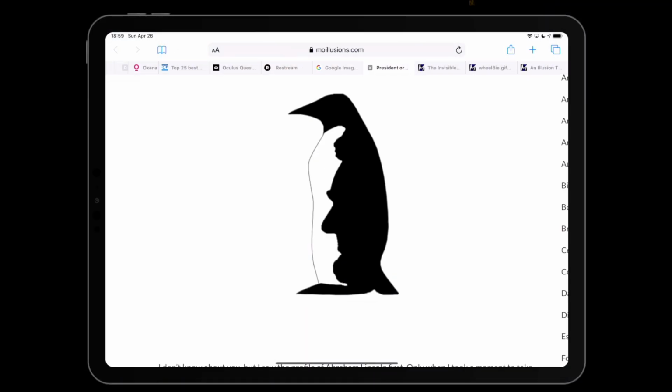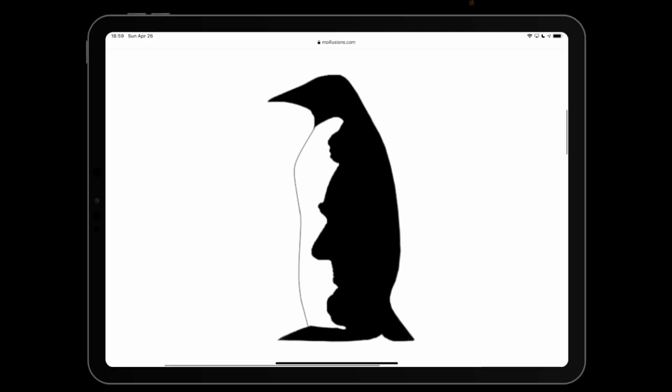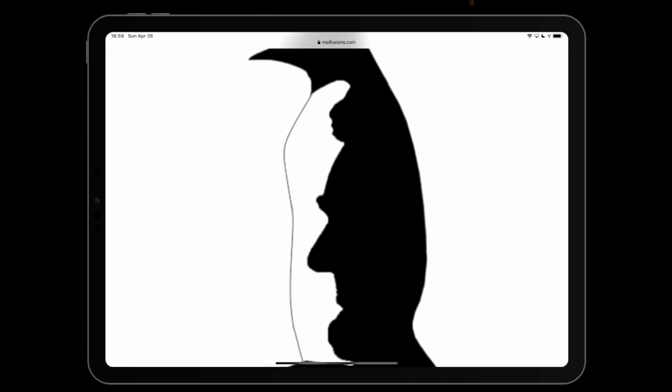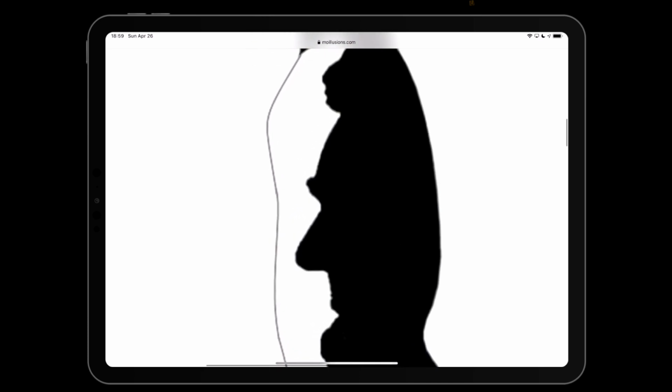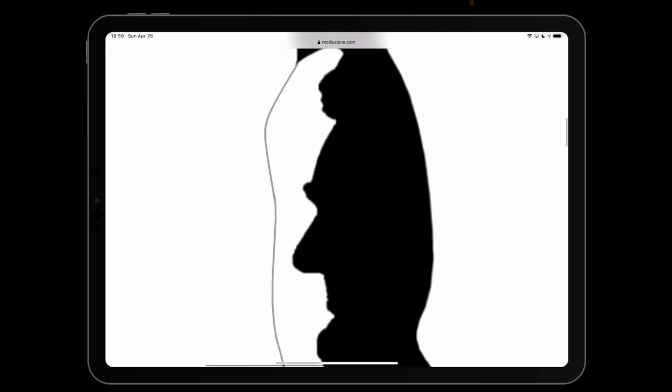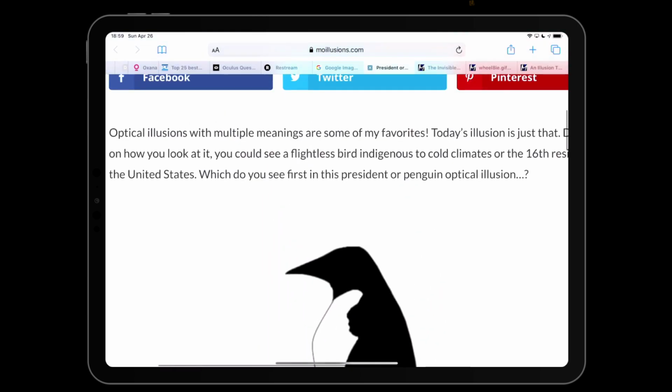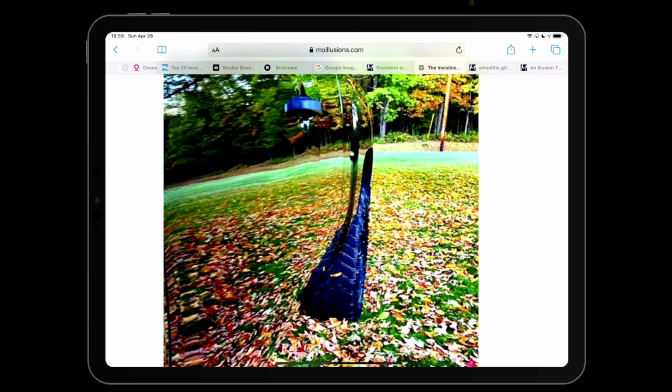Anyway, my point is, when you're looking at something, what is it that you see when you look at this particular image? Obviously you can see a penguin, but do you also see the president, right? And here's another one. What do you see there?